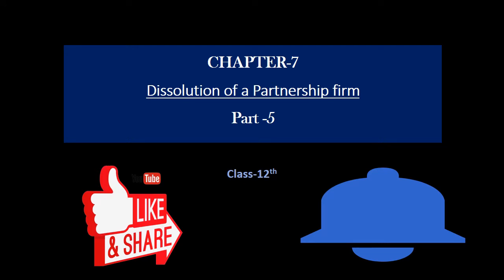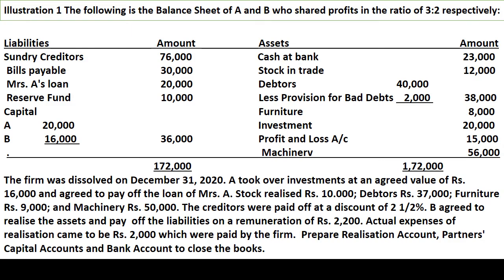Now, following is the balance sheet of AB Limited. They are sharing profits and losses in the ratio 3:2. And the balance sheet represents creditors of rupees 76,000, bills payable of rupees 30,000, Mrs. A's loan 20,000. These all three are known as external liabilities. We will transfer them towards realization account.